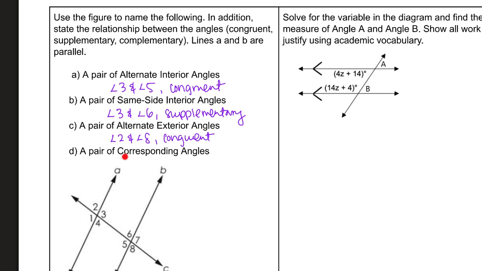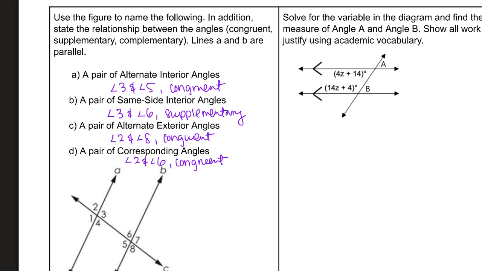All right, the last one is corresponding angles. So corresponding angles are matched. If we think of this as one group of angles and this as another group of angles, we want them to be in the same position. So for instance, 2 and 6 are both in the top part here. 3 and 7 would be corresponding, 4 and 8, and 1 and 5. So I'll say angle 2 and angle 6. And corresponding angles are also congruent.